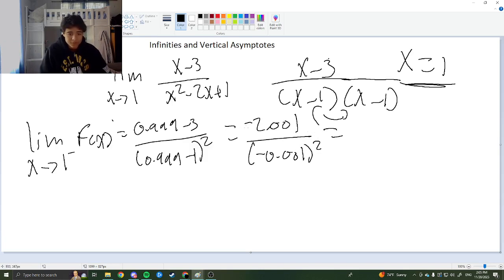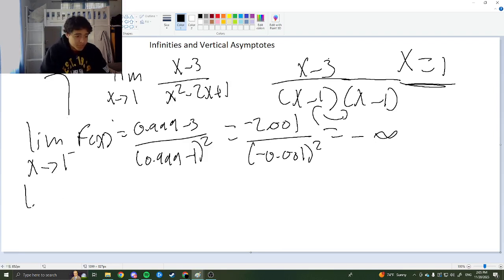So if we have this, this is going to be a negative. We're going to square this, so this is going to be a positive. So we're going to have a negative number over a positive, really, really small number. So negative over a positive, this is going to be negative infinity. So this is going to be approaching negative infinity from the left. It's going to be like boom.